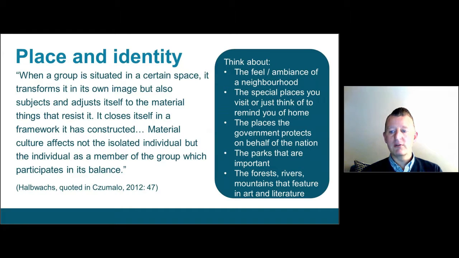We might think about the forests, the rivers, the mountains that feature in art and literature, the kinds of things that become defining icons of a state or a region or a nation or a village or a community. So place has a very distinctive role in how we construct identity, and that changes, and buildings and physical spaces can be really useful ways to reflect on that.